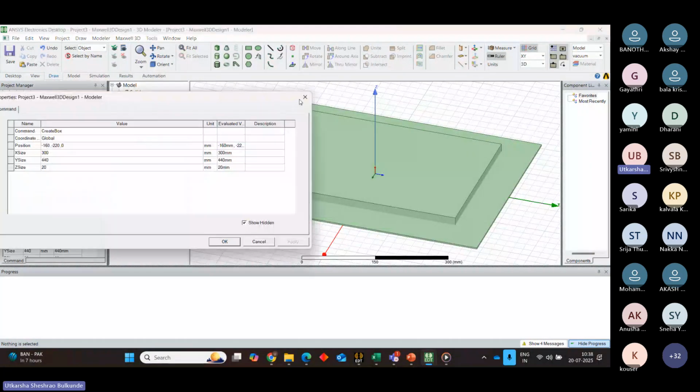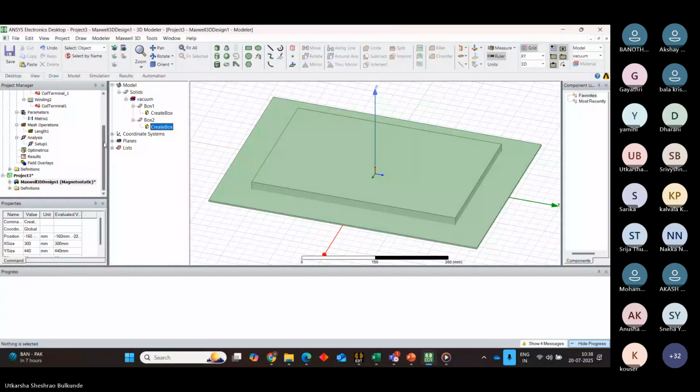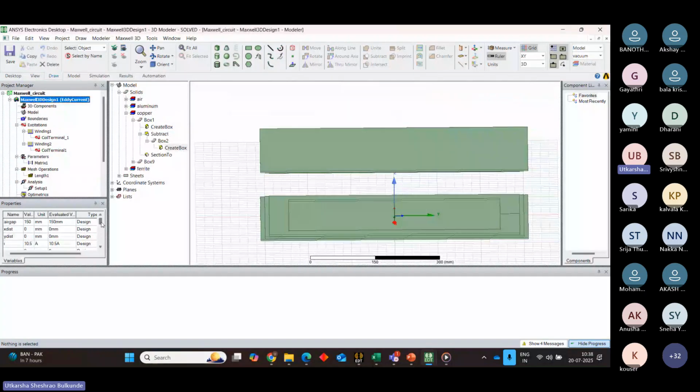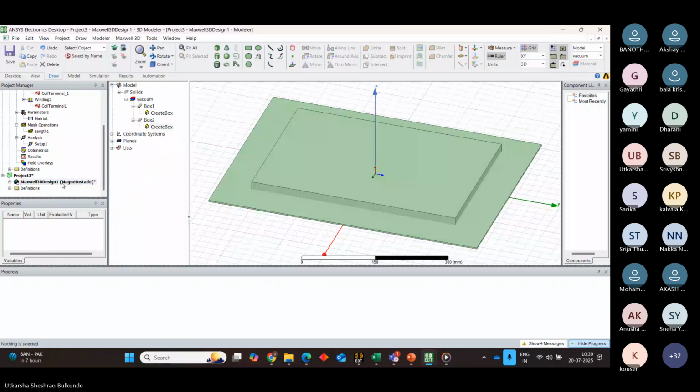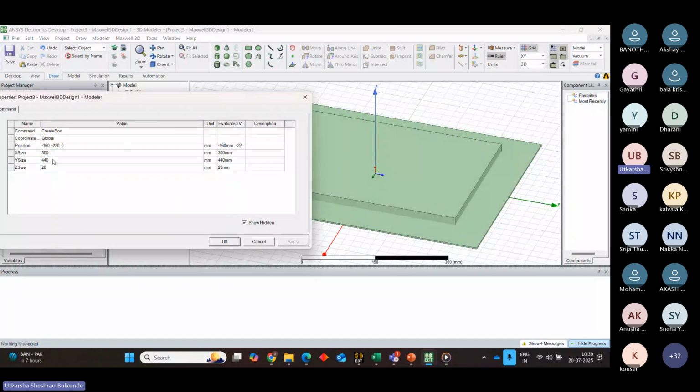What was the internal dimension? 330, 490. Okay, fine. So its X size is 330, Y size is 490, and thickness will be same as my previous box, right? So I have taken here 3 mm, right?